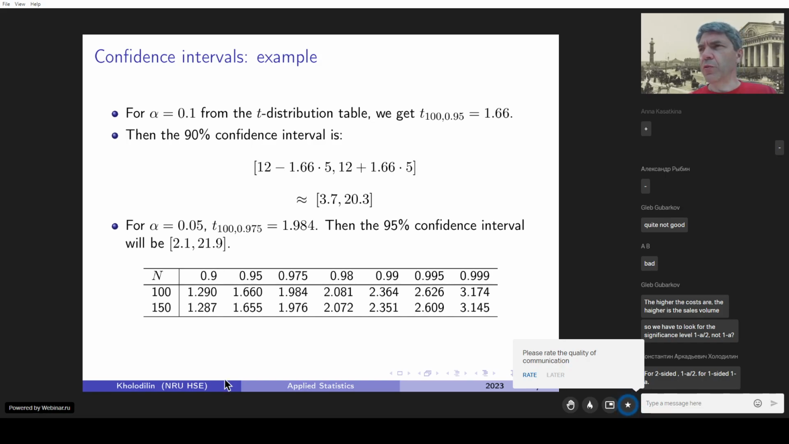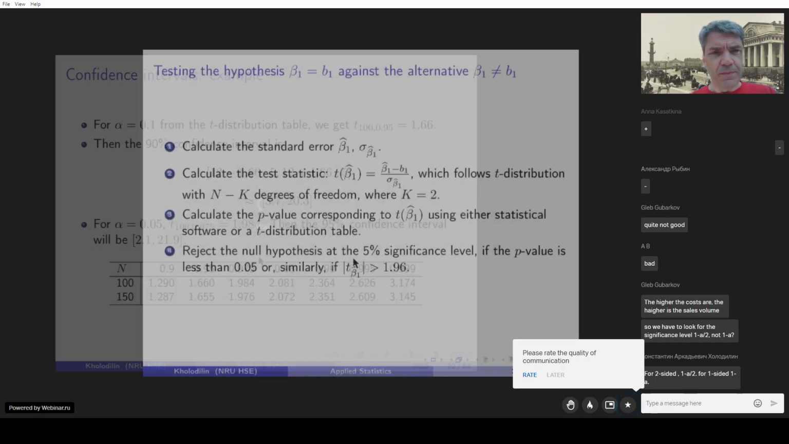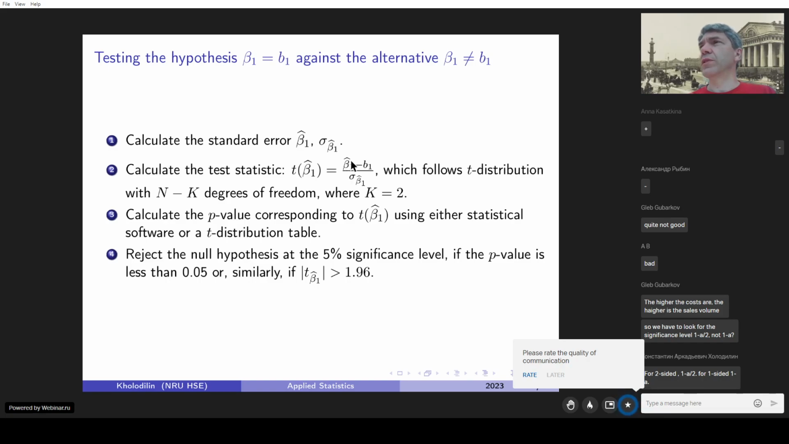Sometimes in the regression output you will find the confidence interval for each parameter. But more frequently you will see the stars, and the stars denote the significance level. Now, how to determine this significance level? In this case, we do not look at the confidence interval. We just want to test the hypothesis whether beta 1 is equal to some b1, some constant, which can be 0 or some other value, against the alternative hypothesis that it's not equal to this beta 1.